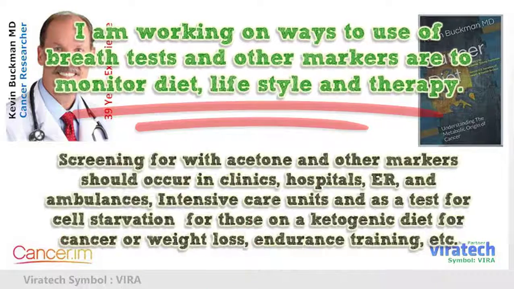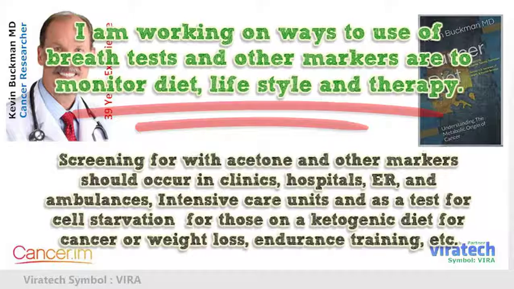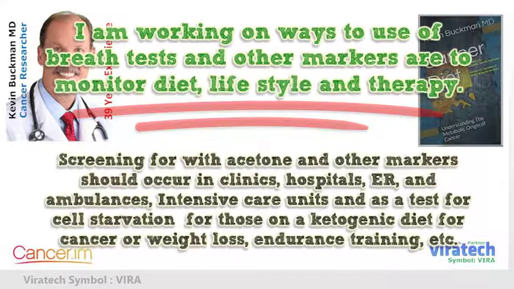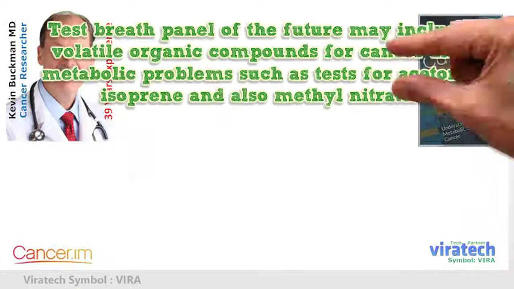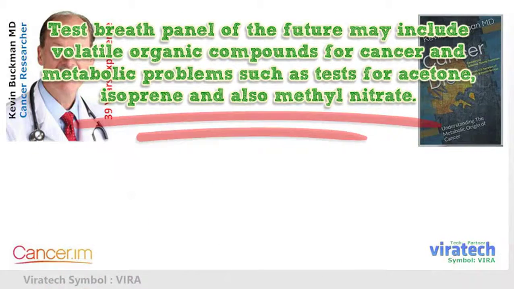Screening with acetone and other markers should occur in clinics, hospitals, ambulances, and intensive care units, and as a test for cell starvation for those on a ketogenic diet for cancer or weight loss, endurance training, etc. The breath panel of the future may include volatile organic compounds for cancer and metabolic problems, such as tests for acetone, isoprene and also methyl nitrate.